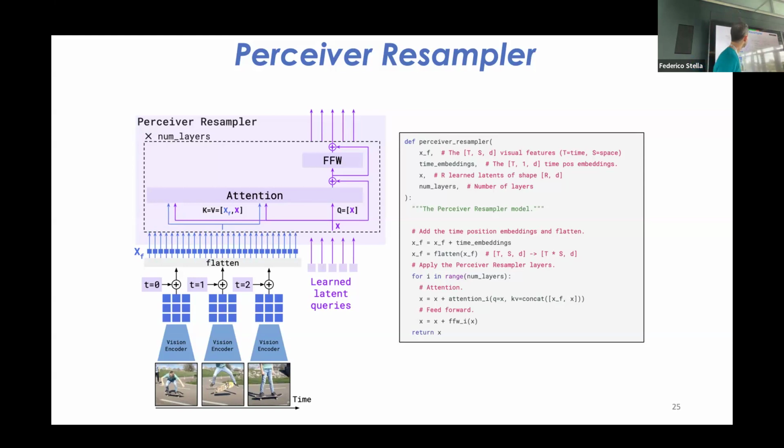This is the pseudocode. It's nothing particularly fancy. You have the input. These are the features here. You add the time embeddings, you flatten them, and you put them through the attention mechanism. You use X, which are learned latent queries, as the queries. Then you have X and the features as keys and values. Then you have the skip connection here, so you have the X in the end. And then you have the feed-forward layer and the skip connection.